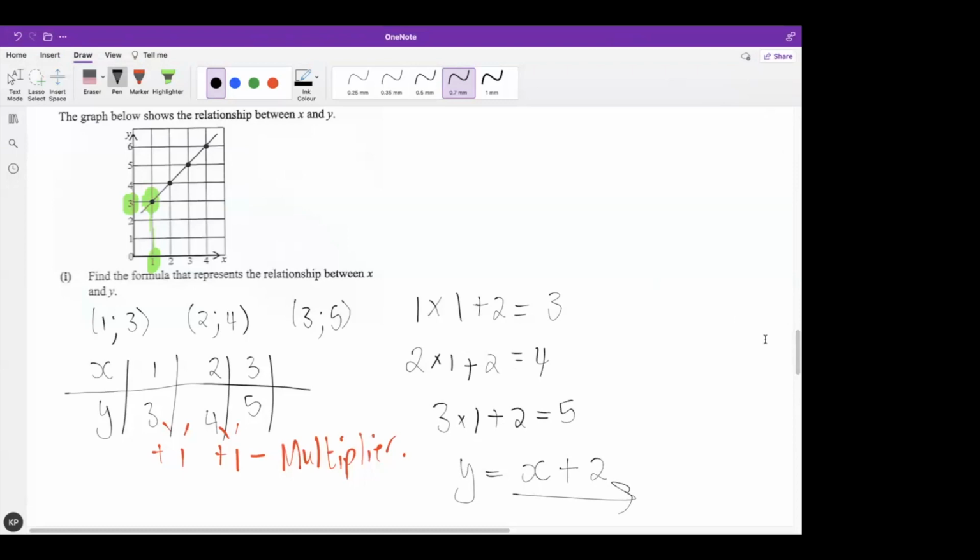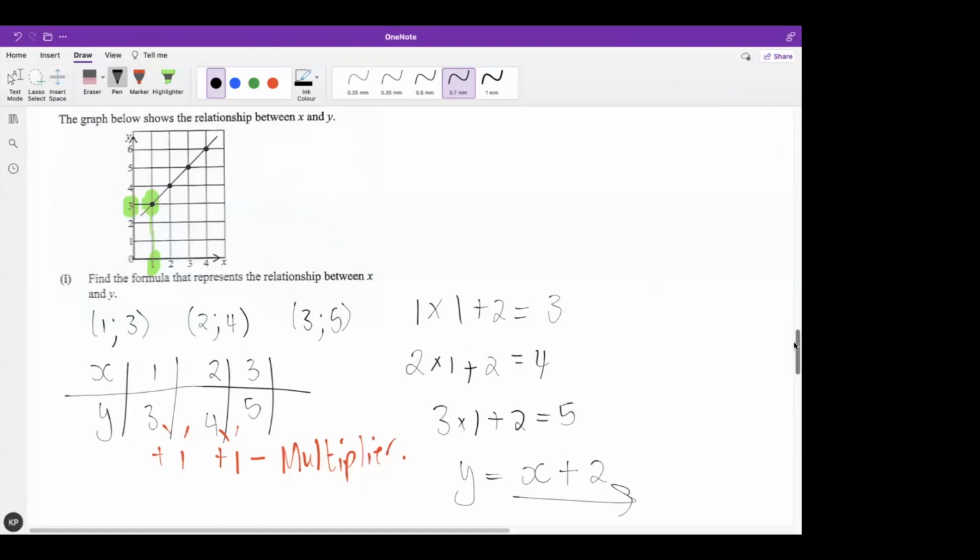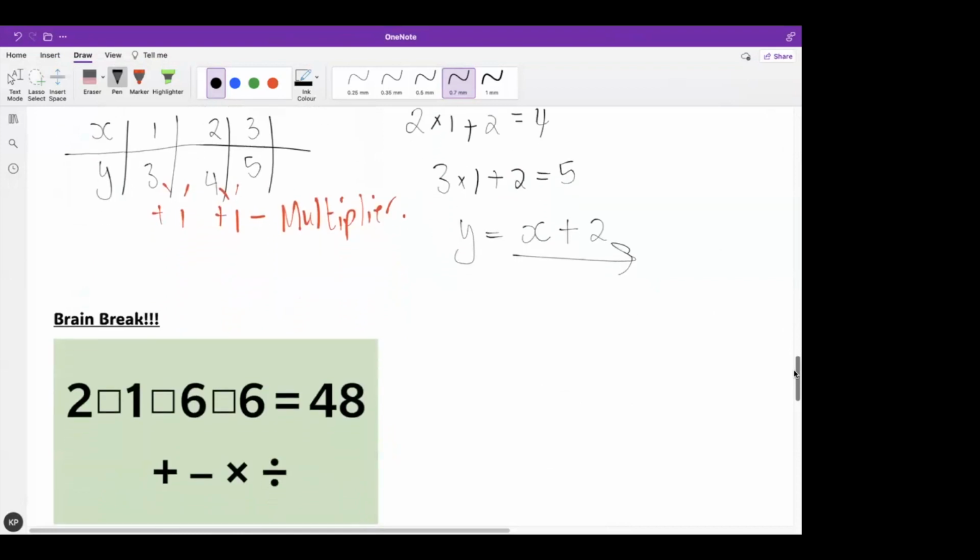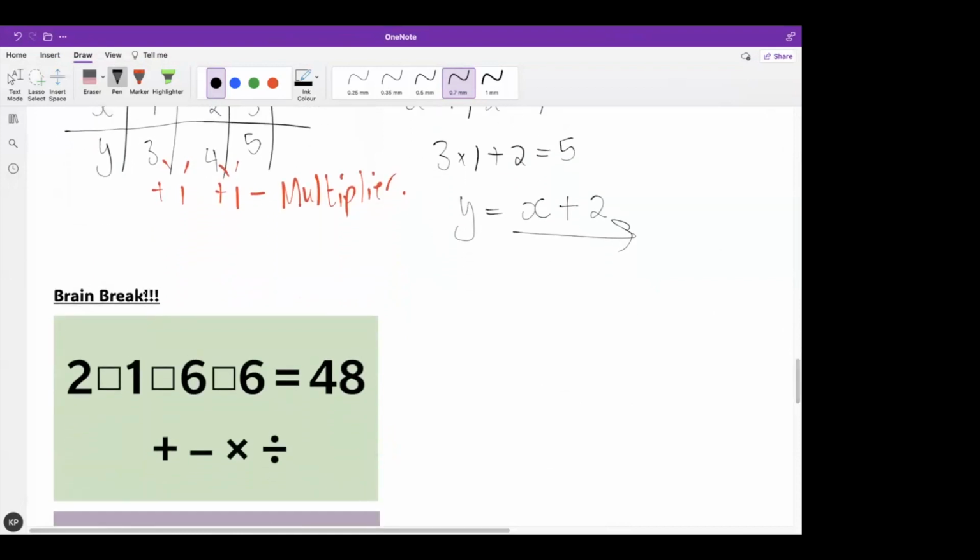Okay, wonderful. Now we can have a brain break. I'm satisfied that we have sort of worked. Haha. Okay, I need you guys to fill in the symbols that are at the bottom to make this statement true.